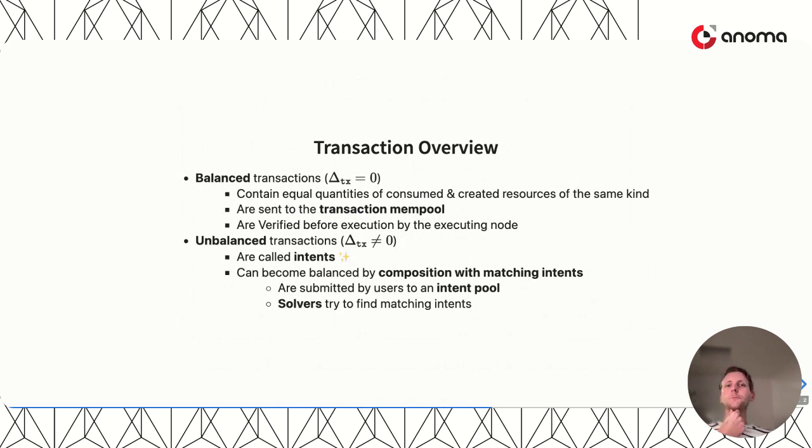And what needs to happen is that you or someone identifies these matching unbalanced transactions and composes them into one so that they are actually balanced, and that the rules above apply, and that it can be executed. This is the job of solvers, which look into intent pools and try to find matching intents and optimal solutions for advanced counterparty discovery problems.